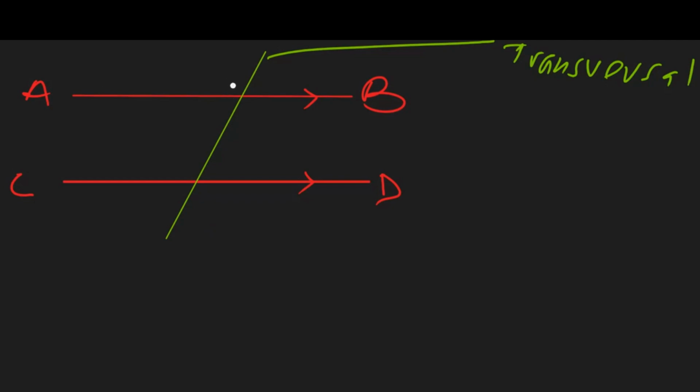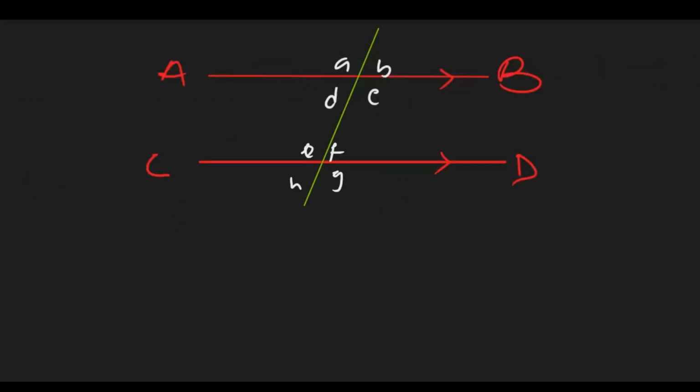So let me label the angles. This is angle A. We have B. You can give them any letters. I'm just trying to give them these letters. The angles here, you see some of the angles are related, and that is how we get the angle properties. So you can see that the angle A and the angle E, they occupy the same positions, even though they are on different lines. So they are equal. So we say they are corresponding angles.